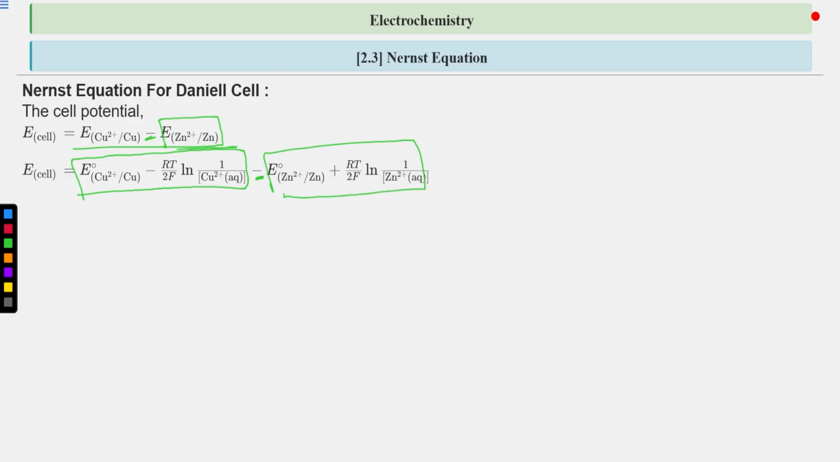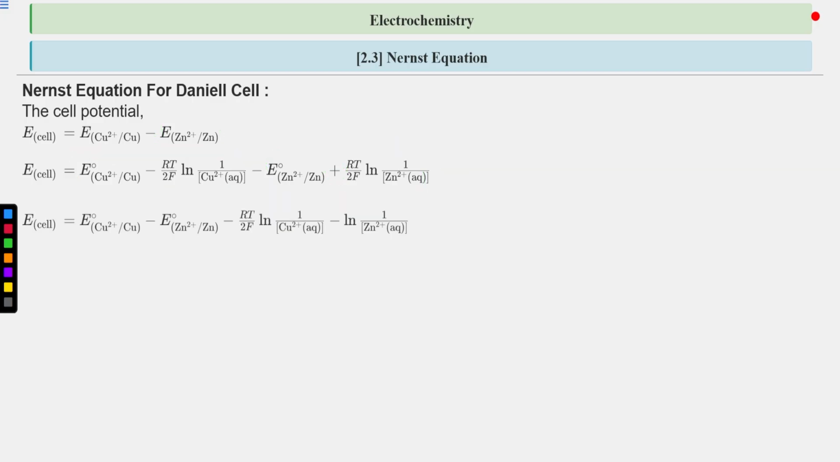Here, initially in the Nernst equation we have minus, but as minus is already present here, we just multiply this minus inside the equation for the electrode potential. So minus of E naught zinc 2 plus to zinc, and minus minus will become plus, plus of RT by 2F ln 1 upon zinc ion concentration. So this is the overall cell potential.